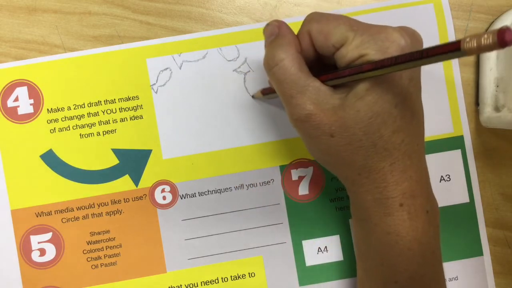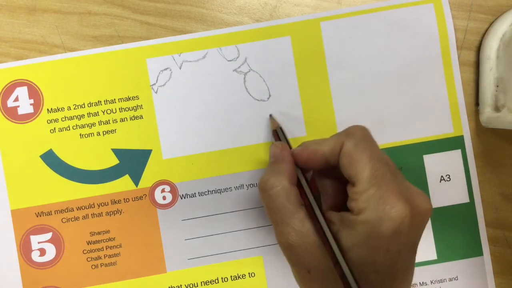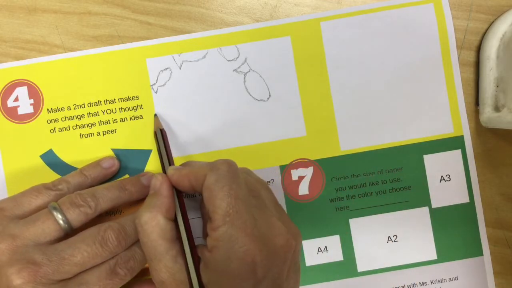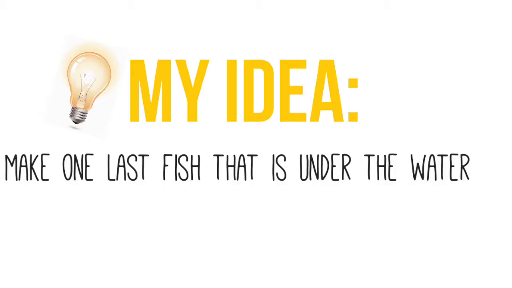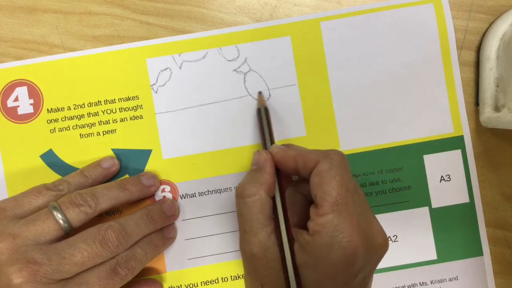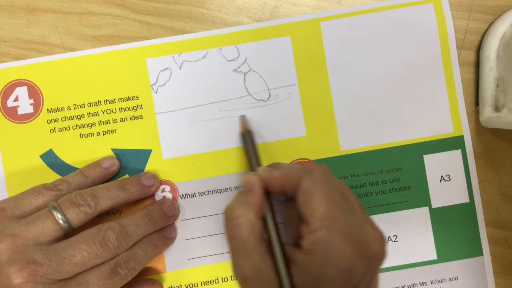I had another idea. I thought it would be kind of interesting to show the fish actually underneath the water and maybe use watercolor underneath there to make it look a bit hazy, to make it look like the fish was underneath there. I thought that might be cool. So I'm incorporating her idea, her change, and also my change into this latest draft.